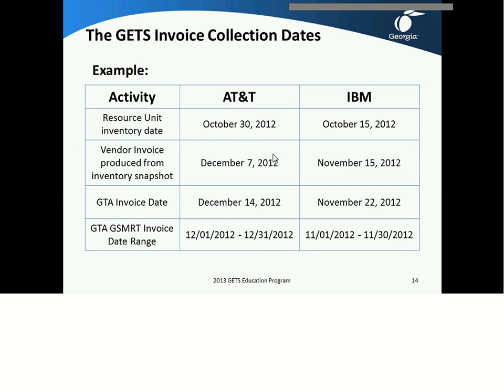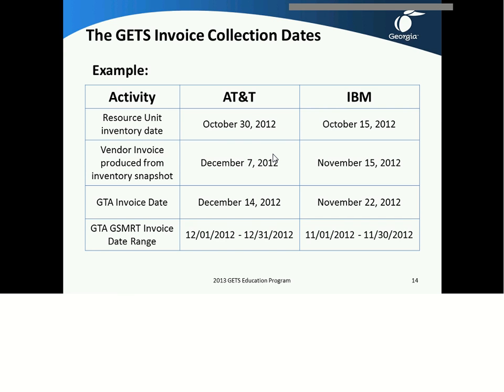to December 31st. And with IBM, their inventory snapshot date would be October 15th in this example, and they would bill GTA on the 15th of November, and GTA would turn that invoice out to our customers on the 22nd of November. And because of that, the invoice date range would be November 1st to November 30th.